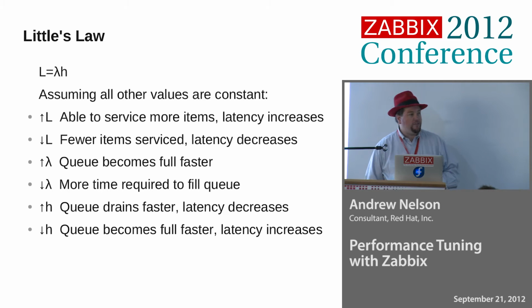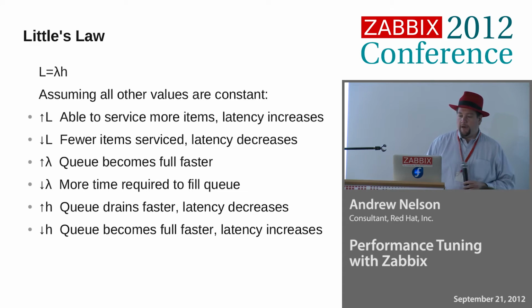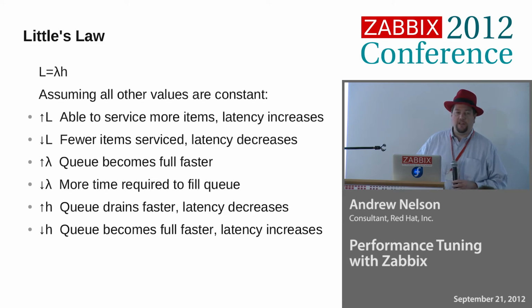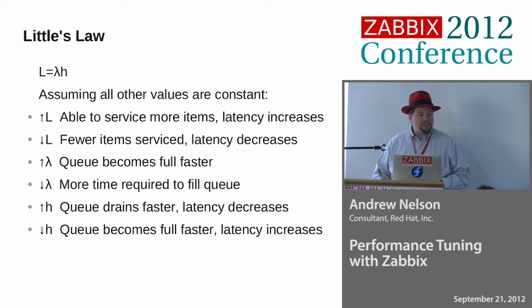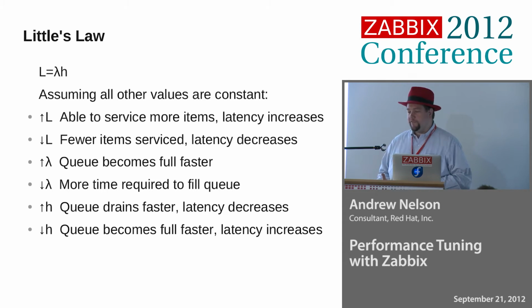If we assume that L is essentially our queue depth, and we were to increase queue depth, what can we do? Hey, we can service more items, but our latency is going to increase. So latency is very important when you're dealing in networks and disk I/O and stuff like that. You want to have low latency networks, but you also have to buffer. So how do you do your buffering?